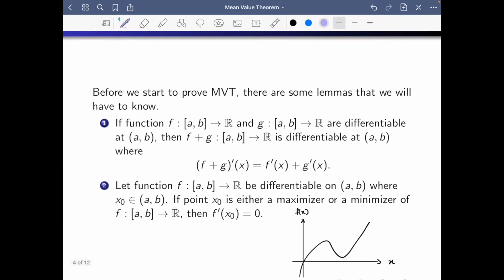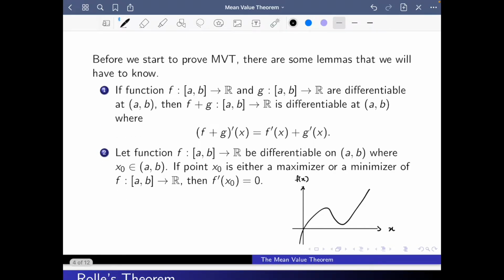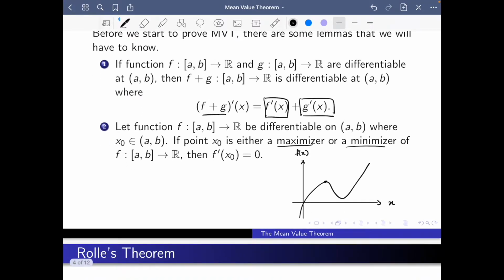Before I step into the proof, let's do some preparation. We should prepare the lemmas. The very first lemma is the addition of derivatives. If we take the derivative of f plus g, it will exactly equal the derivative of f plus the derivative of g. And the second lemma tells us that if f is a differentiable function, then at a maximizer or a minimizer, the derivative will equal 0. For example, here is a maximizer and here is a minimizer. It has a flat gradient, which means that its derivative is 0.